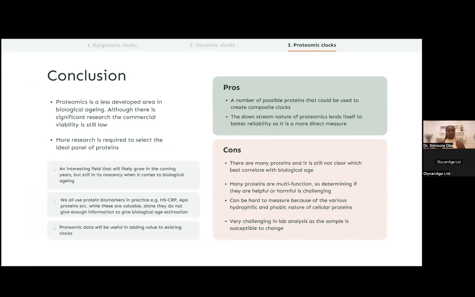Many of us will already be using protein biomarkers. These are things like your high sensitivity CRP, your apoproteins. Even though these are really valuable, they don't quite give enough information to create a biological age estimation. My view is that what will happen is people will start to bring this information together to support other clocks, and use that information to give more information to the already existing clocks.